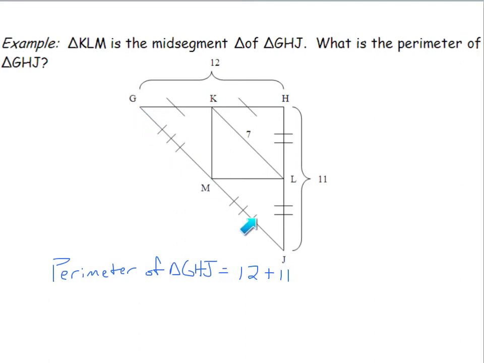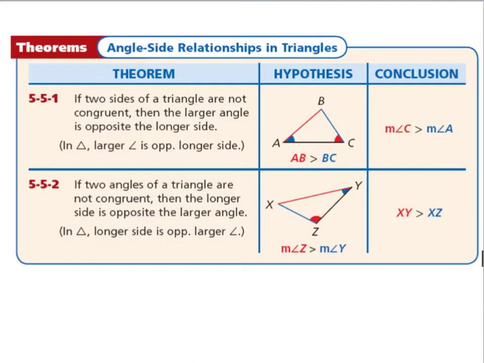The midsegment that belongs to that side of the triangle is KL, and the midsegment is 7. So if the midsegment is 7, we know that the side of the triangle should be 14, because the side of the triangle is double the midsegment, or the midsegment is half of the side of the triangle. So once we've got that, all you have to do is add them up, and we end up getting 37.